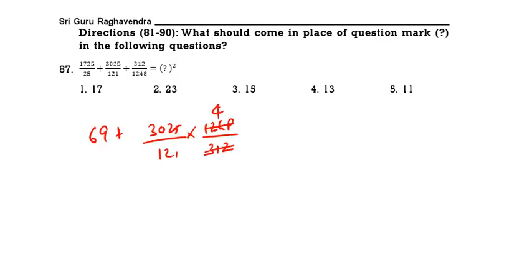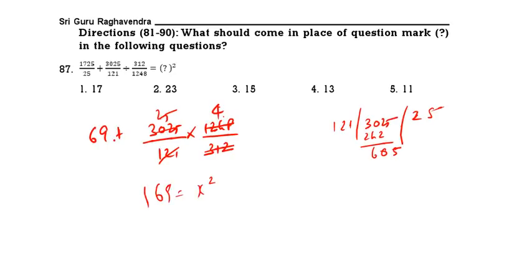Now 121, I am dividing 3025. 121 2, so 242. We are getting 605, 5 times, exactly 25. 25 into 400, 100 plus 69 169, 169 x square, x is equal to 13. 13 is the correct answer. Next question.